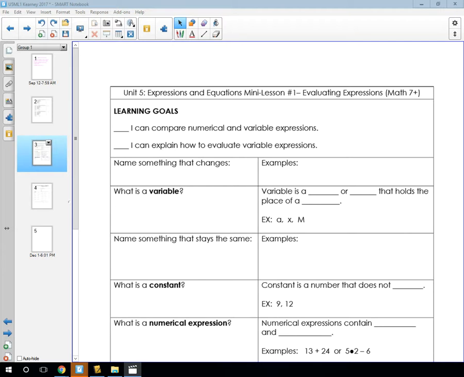Divide, add, subtract, easy as that. Use PEMDAS to get it right. Parentheses, exponents, multiply, divide, add, subtract, easy as that. Use PEMDAS to get it right.